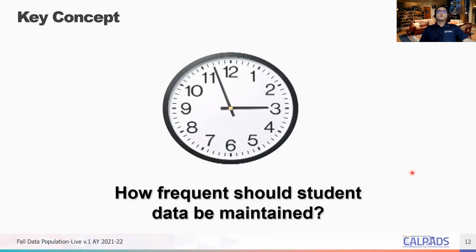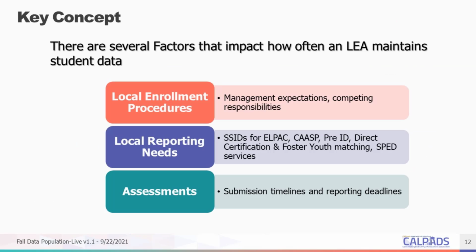And so the question is, how frequently should you submit information to CALPADS? Well, the answer is, as soon as you have the data, please submit it to CALPADS. As soon as you have your enrollment, as soon as you have any eligibilities for programs, submit it to CALPADS. However, of course, this is all based on different factors like local enrollment procedures.